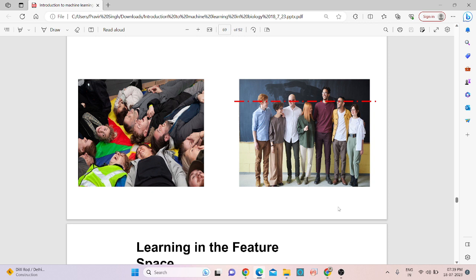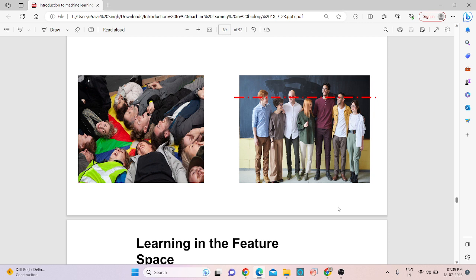So on the right-hand side, you can draw an imaginary line to separate people, so they are linearly separable now. Like that, what SVM does is it takes the data to a higher dimensional space and then uses a linear hyperplane. Go to the next.